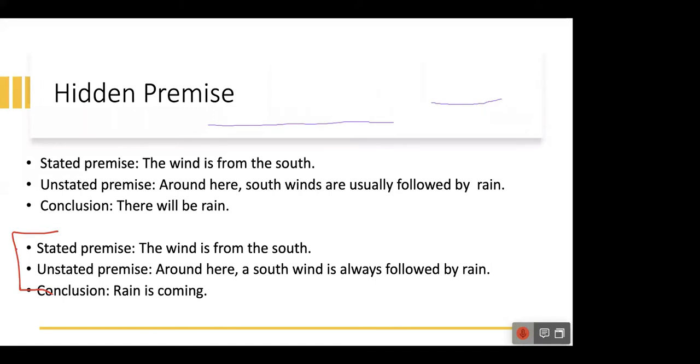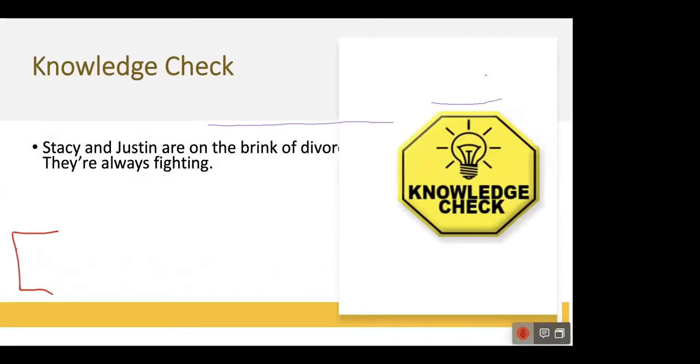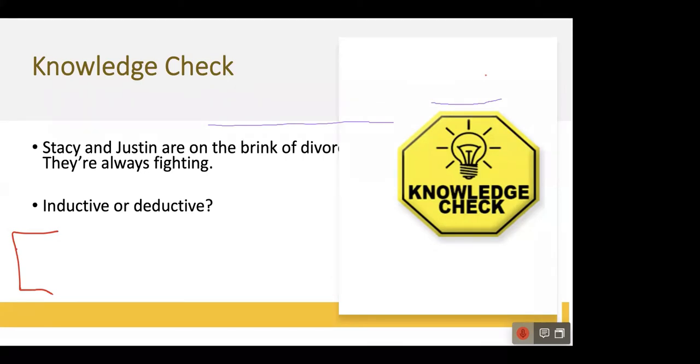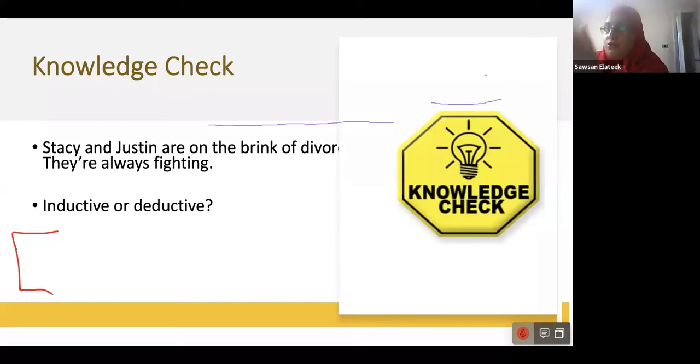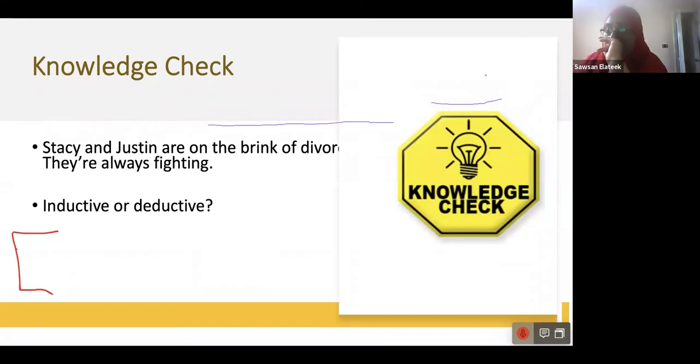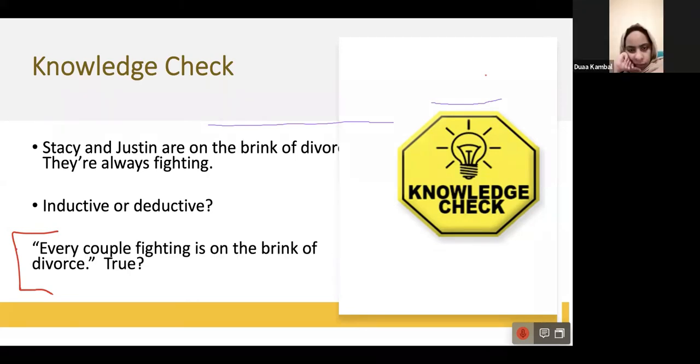So I think we've gone over hidden premises. So, knowledge check, okay. Stacy and Justin are on the brink of divorce. That's what this says. They're always fighting. So is that inductive or deductive? Deductive. I think it's valid. Okay, tell me more. Why? It might lead to divorce, but it's not for sure leading to a divorce. So you're saying it's not a fact. Deductive or inductive? Inductive. Right.